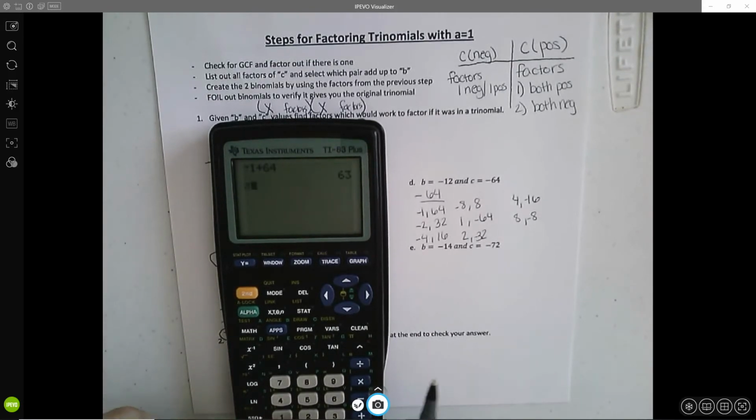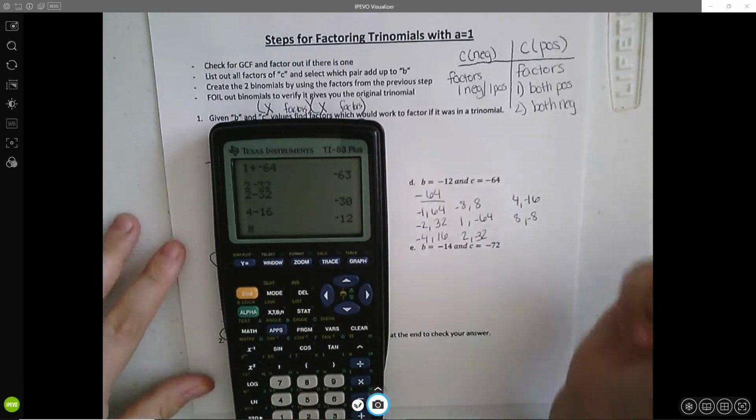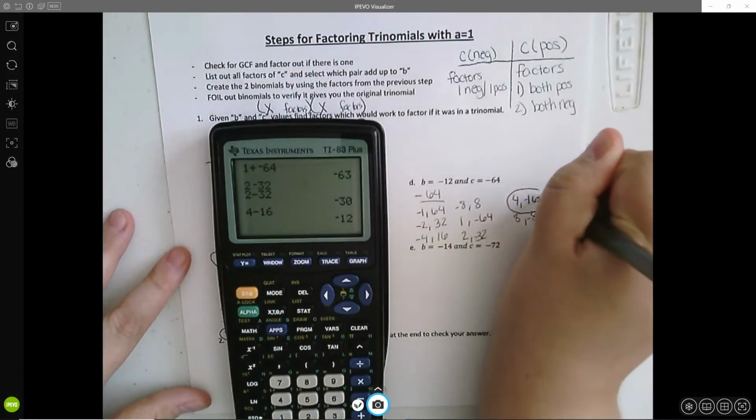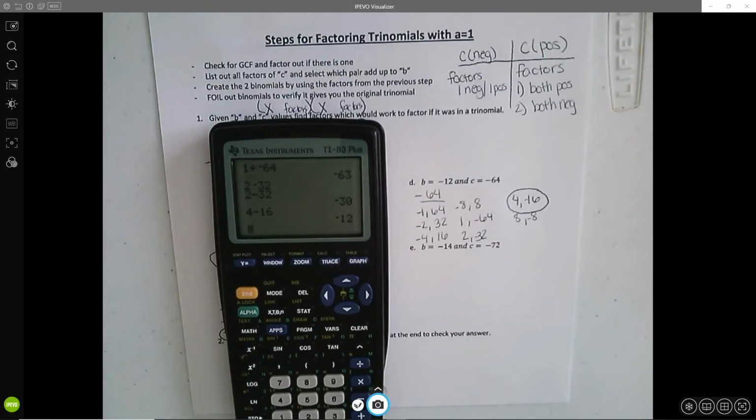Nope. Negative 2 plus a 32. Nope. Negative 4 plus 16. Nope. Negative 8 plus 8. Nope. 1 plus a negative 64. Nope. 2 plus a negative 32 would be 2 minus 32. Nope. 4 minus 16. Ooh. 4 minus 16 gave me that negative 12. So a 4 and a negative 16 were the factors.